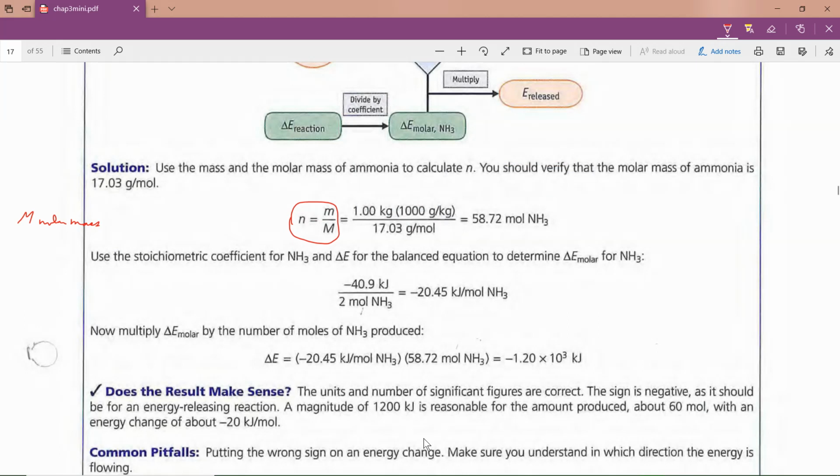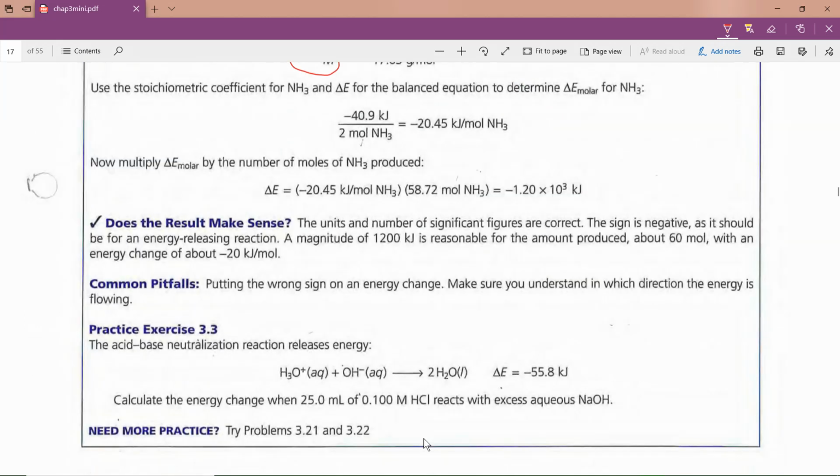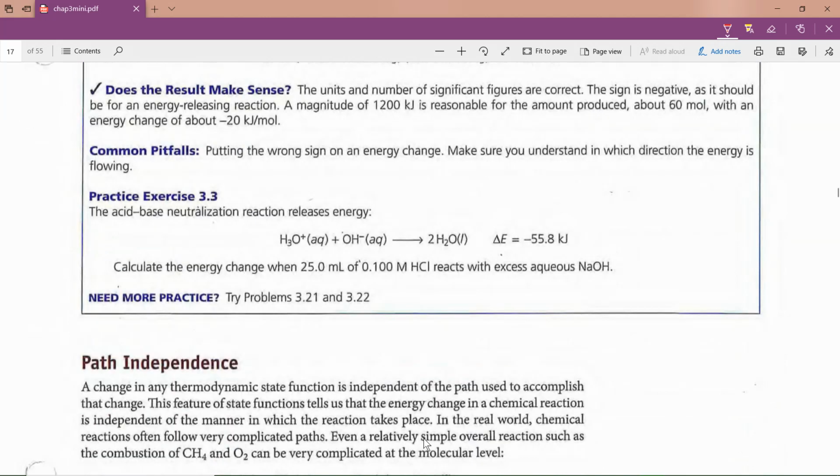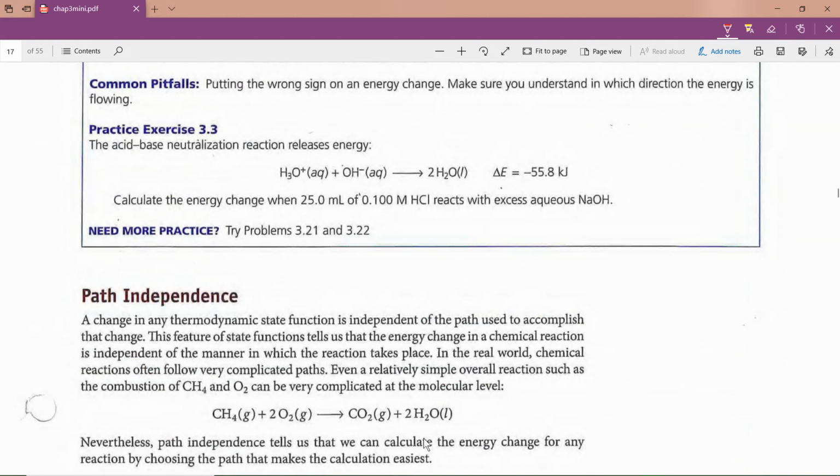So that's okay. Shall we try this example here? Why not? Acid-base neutralization reaction. Calculate the energy change when 25 mL of 0.1 molar HCl reacts with excess NaOH. So HCl gives me the H3O+, NaOH gives me the OH-. You remember that from grade 12 class.